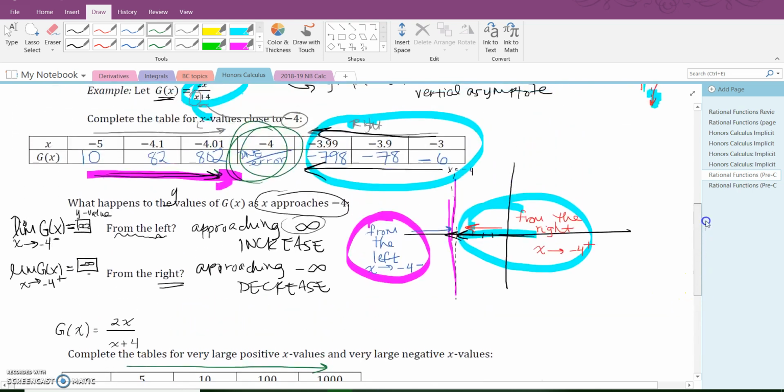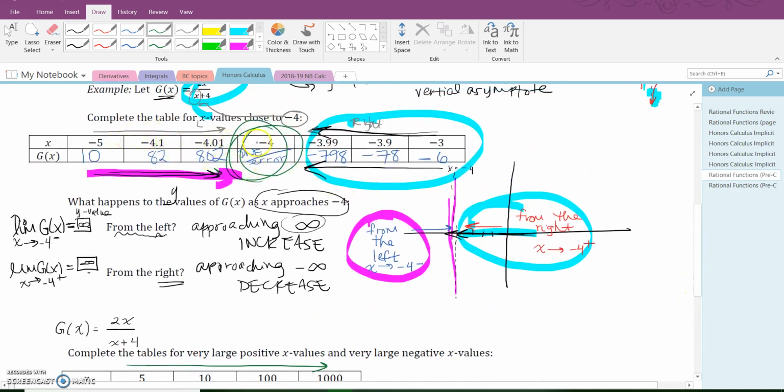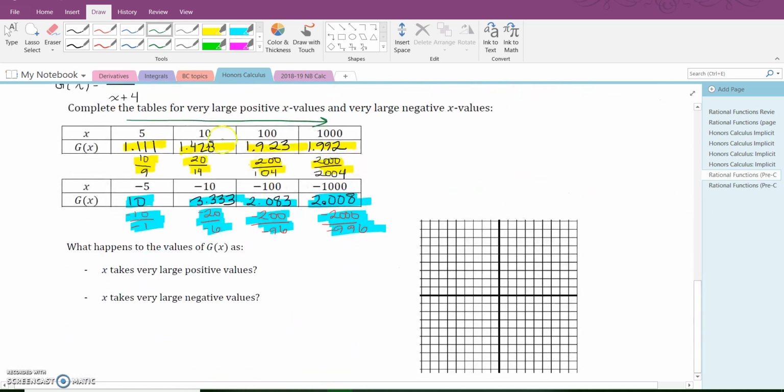So this is very different than up here where we had numbers very close to the vertical asymptote of -4. This time we're starting at 5 and going all the way to 1,000, starting at -5 going all the way to -10,000. So here I started at 5 and went really, really far this way. I started at -5, and I went really, really far that way.